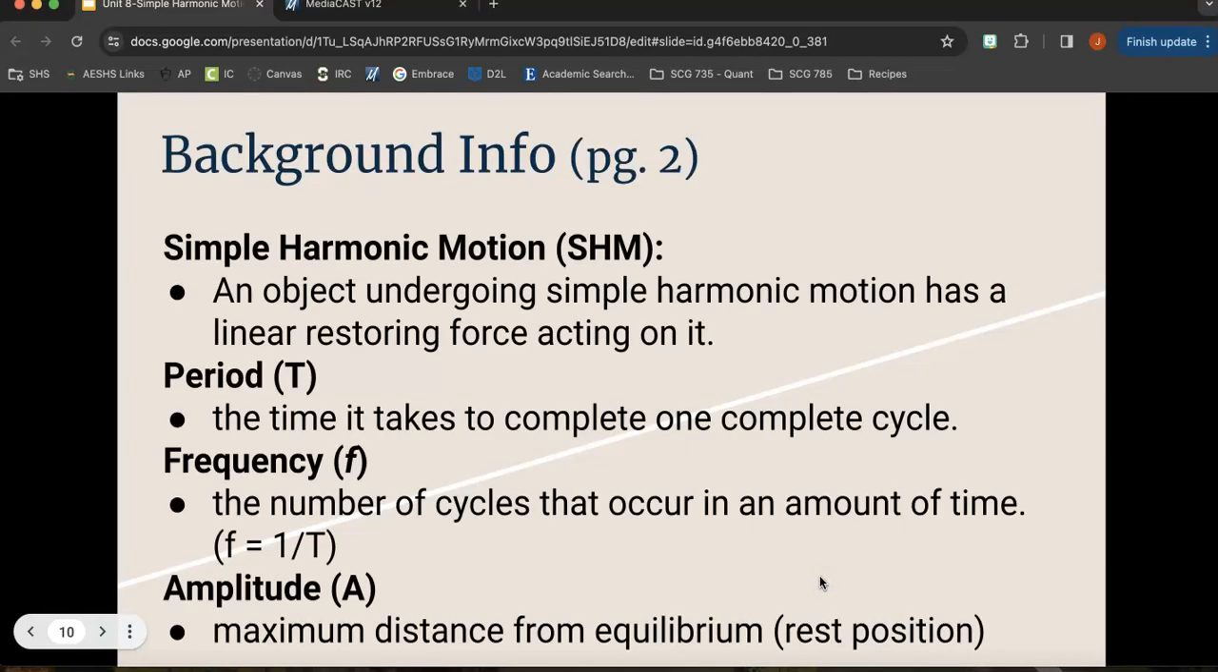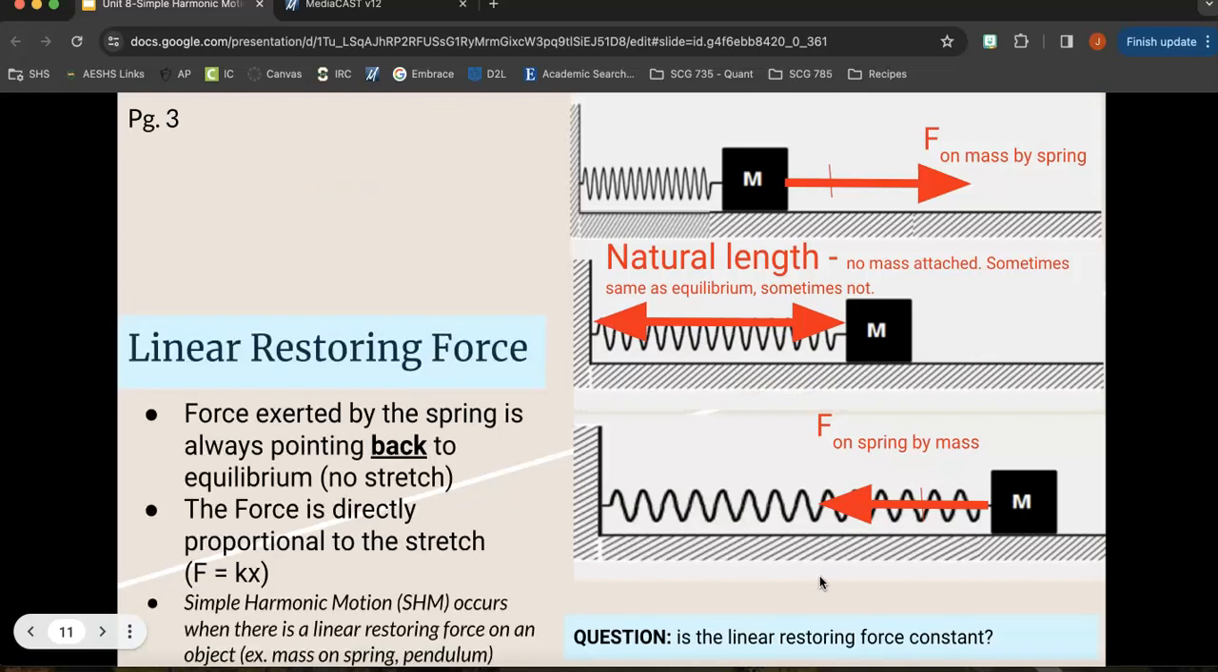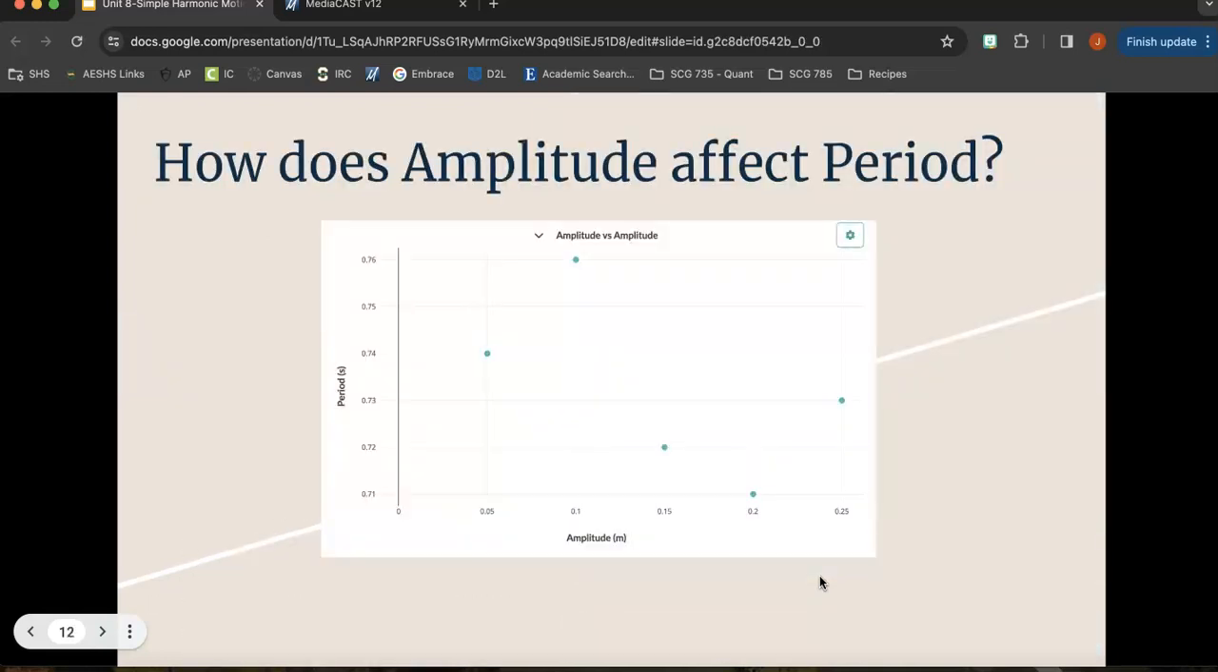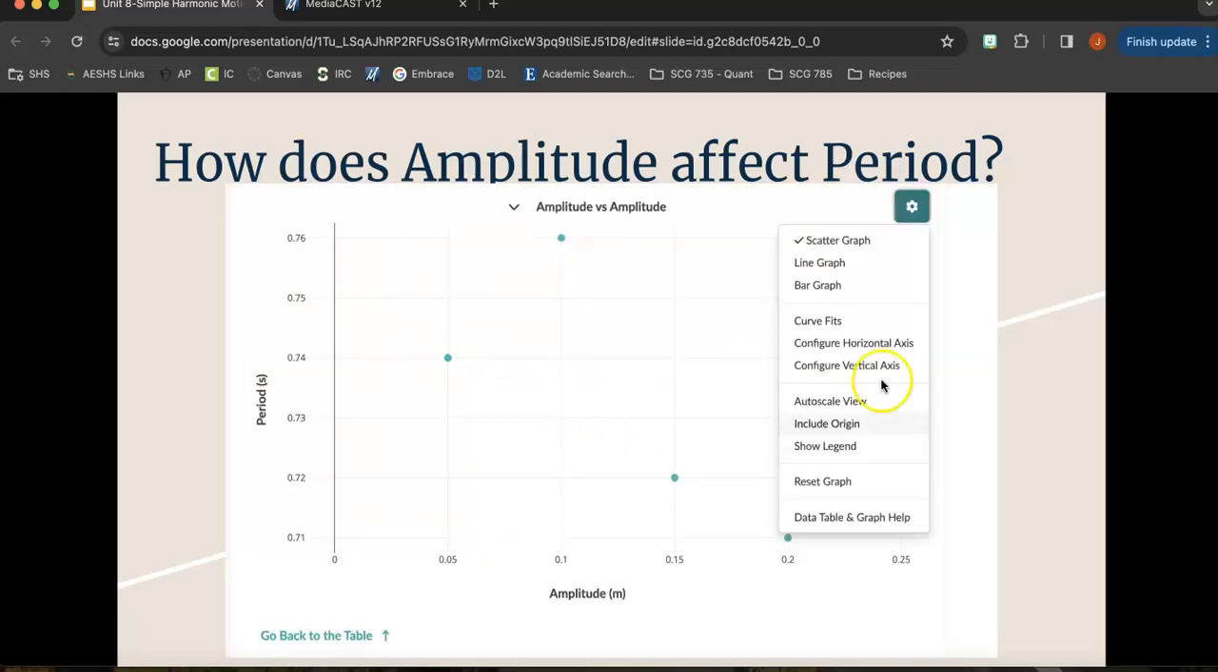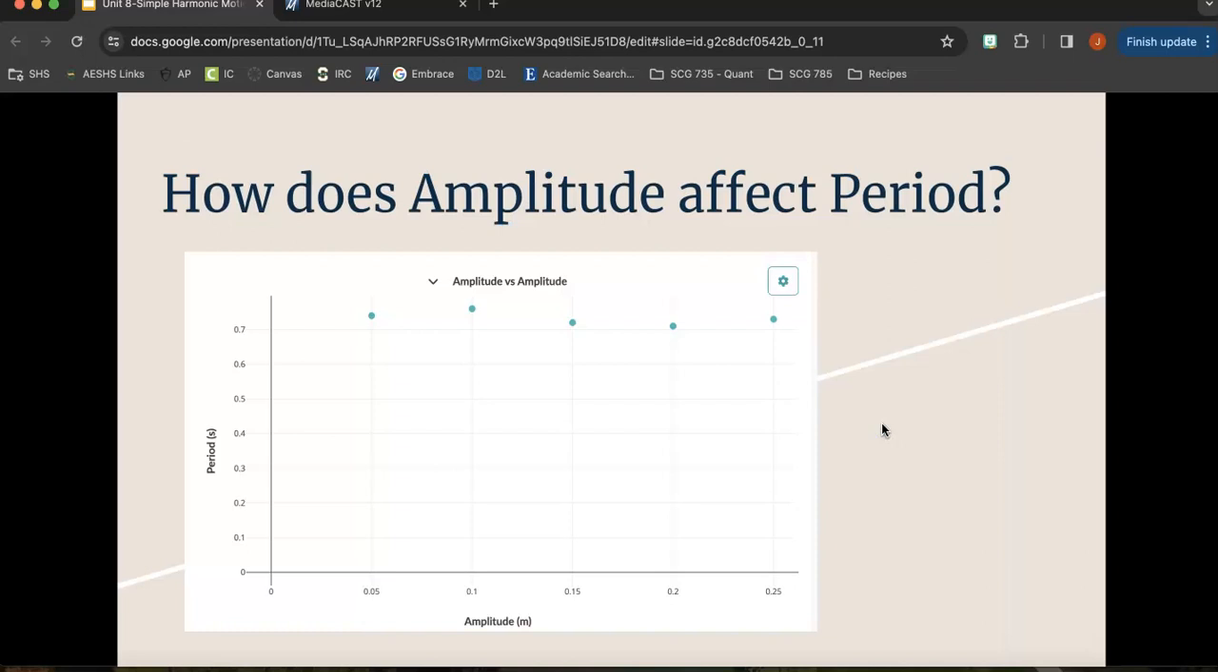Okay, so we talked about this yesterday. All right, so how does amplitude affect the period? My guess is that when you graphed your data, you saw something that looks like this, which is real wonky. And that's because you needed to include the origin. So when you hit the settings button and you hit include the origin, all of a sudden the graph looks like this, which makes possibly, hopefully, more sense.